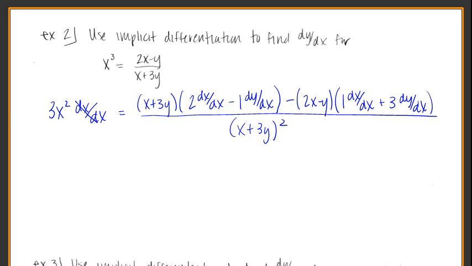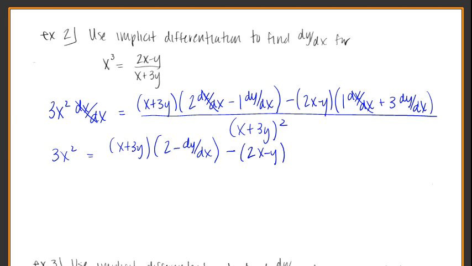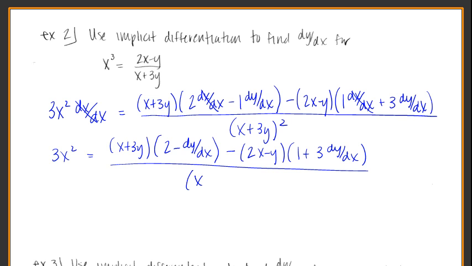Well, we don't really need the dx/dx's, because that's the same thing in the top and the bottom, so they're all gone. And then we just have to keep working with this. So 3x squared is equal to (x plus 3y) times (2 minus dy/dx) minus (2x minus y) times (1 plus 3 dy/dx), all over (x plus 3y) squared.